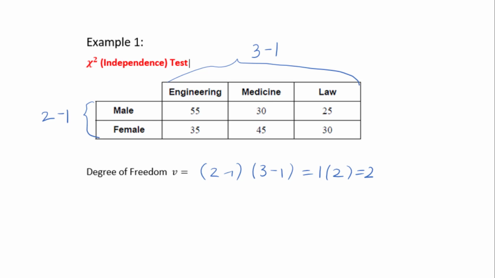For chi-square independence test, the formula for degree of freedom is (C minus 1) times (R minus 1). C means the number of columns. R is the number of rows.